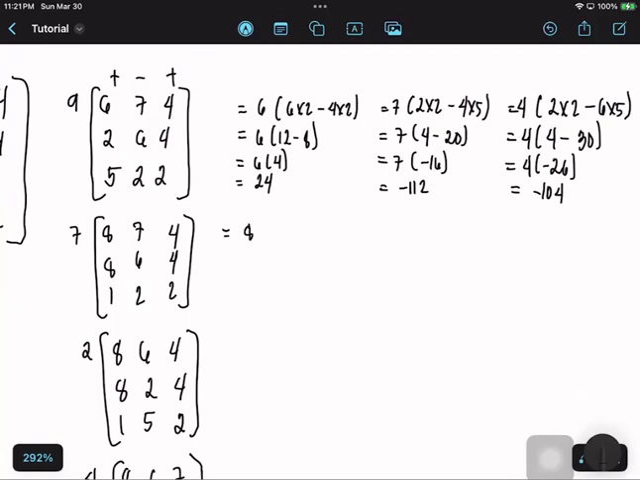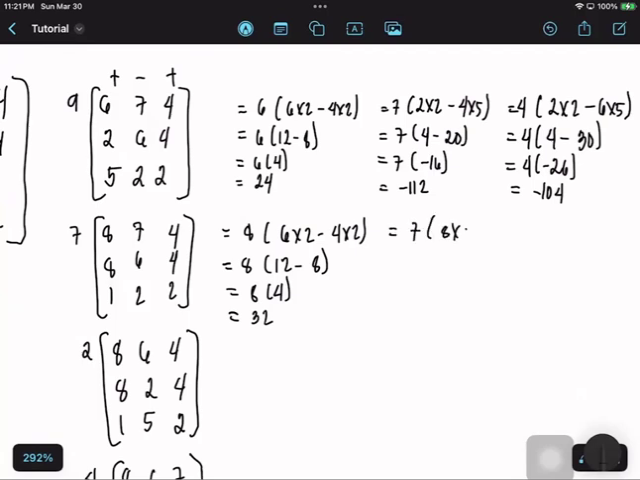So for the 8, it will become 7 times, no, it's not 7. It will become 6 times 2 minus 4 times 2, and that is 12 minus 8, that is 4. Then 8 times 4, of course, is 32. And for the 7, the cofactor will be 8 times 2.